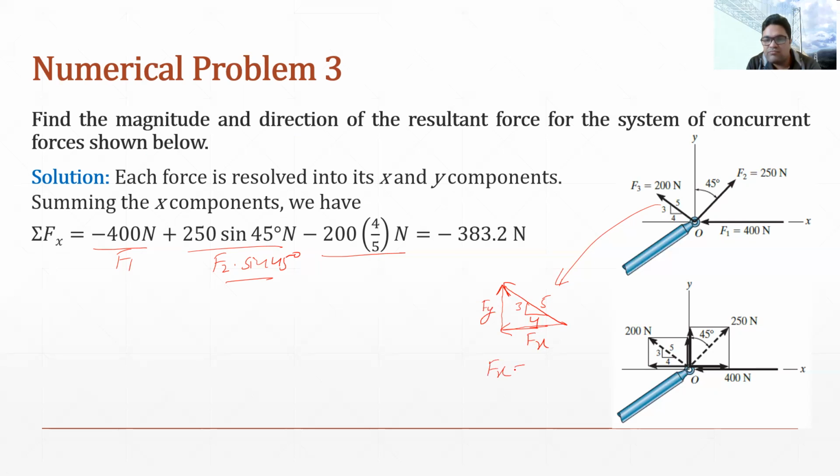Fx in this case would be, if I write this force as F, F into 4 by 5. The same thing you can see here. The F value is 200, and in the bracket it is 4 by 5. So 4 is parallel to Fx, that is why I have taken 4. And here we actually have to find the ratio of 4 by 5.